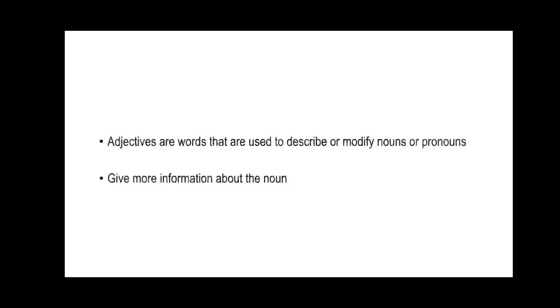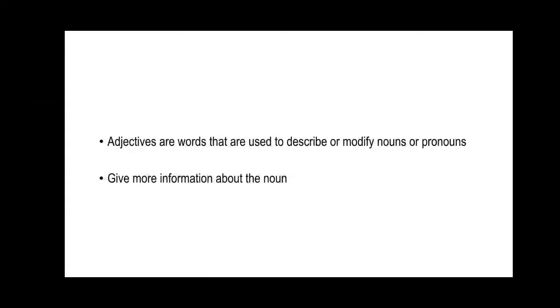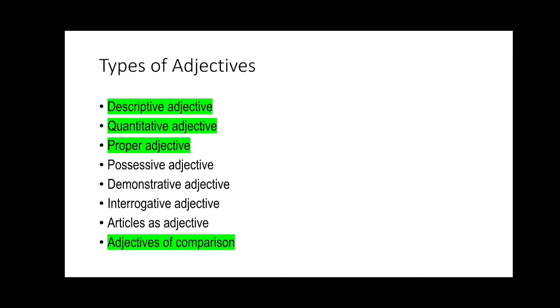Adjectives are words that are used to describe or modify nouns or pronouns. That means they give more information about the noun. There are different categories of adjectives and these are the main types. These are descriptive adjective, quantitative adjective, proper adjective, possessive, demonstrative, interrogative, articles as adjective and adjectives of comparison.